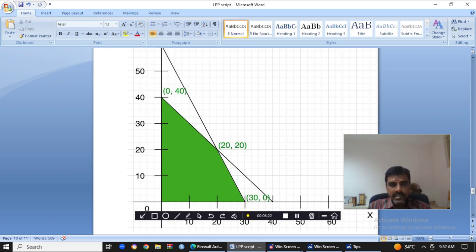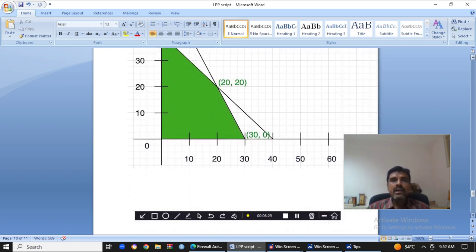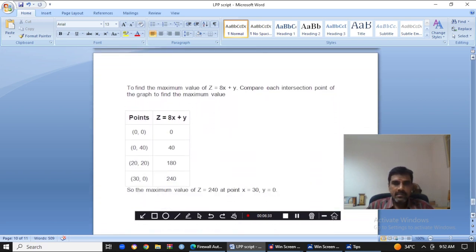So this is the third step. Once you have found out the coordinates for the feasible region, what you have to do is substitute these coordinates in the z function. The z function is the first function we have given in the linear programming. So our z function is z is equal to 8x plus y.